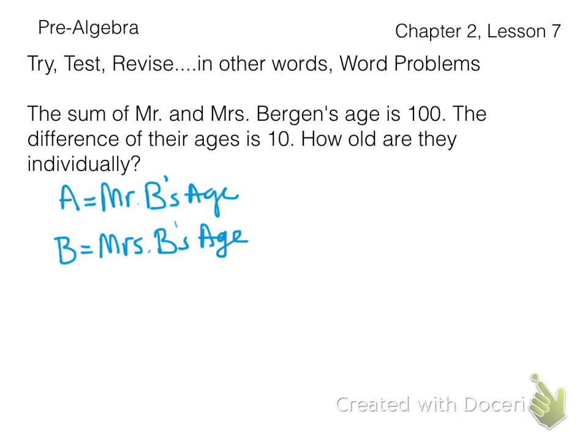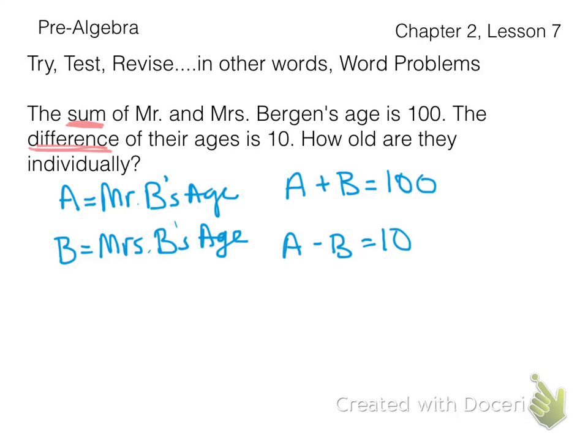and Mrs. Burgeon's ages is 100. The difference of their ages is 10. So if I make A Mr. B's age and B Mrs. B's age, and this is not Ms. Banerjee, by the way, this is a fictional Mrs. B. If I add up their ages, because sum means to add, and I subtract their ages, the difference, I'm going to get 2 different numbers. If I add them, they're going to get 100. If I subtract them, it's going to be 10.